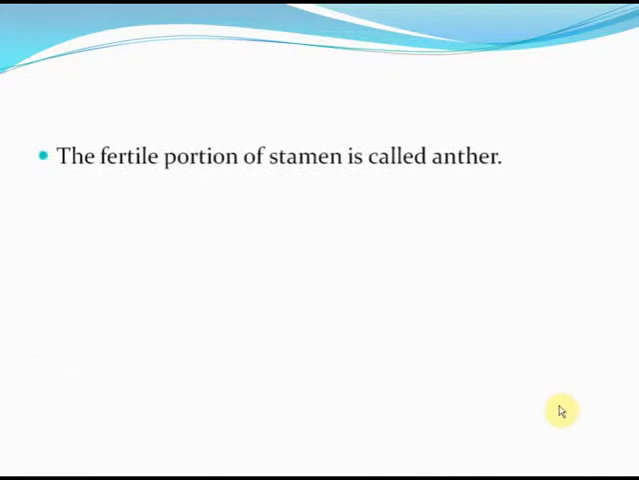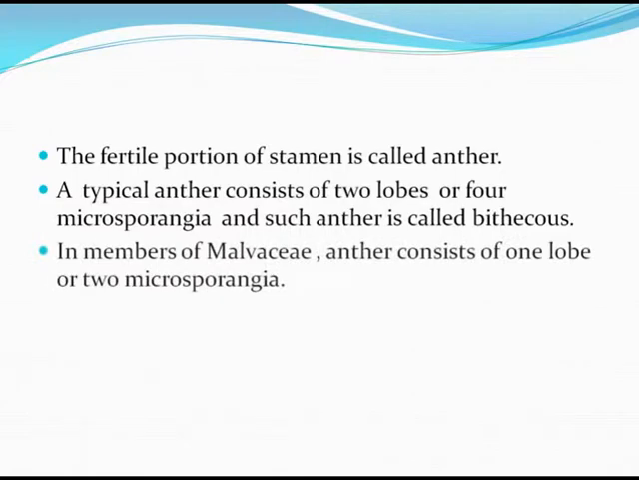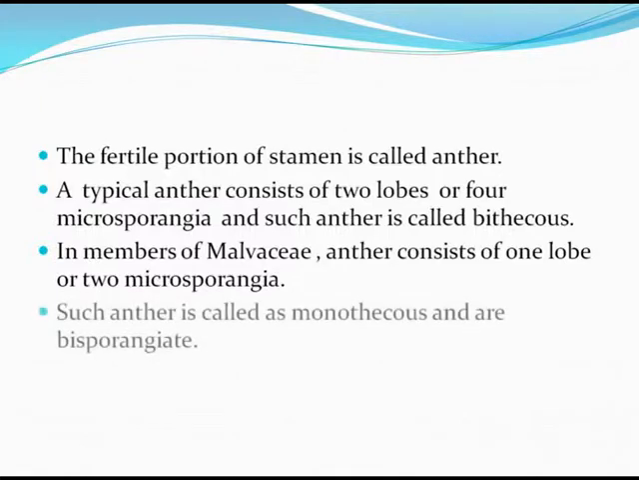The fertile portion of the stamen is the anther. A typical anther consists of 2 lobes or 4 microsporangia, and such an anther is called biathecous. In members of Malvaceae, the anther consists of 1 lobe or 2 microsporangia. Such an anther is called monothecous and is bisporangiate.